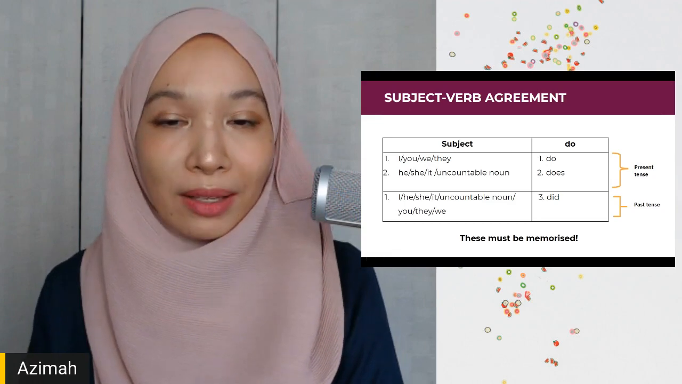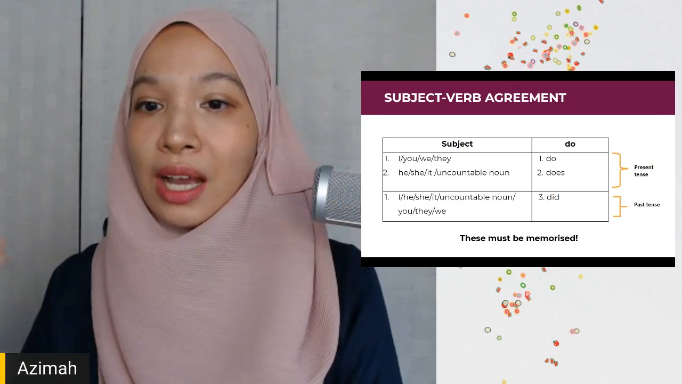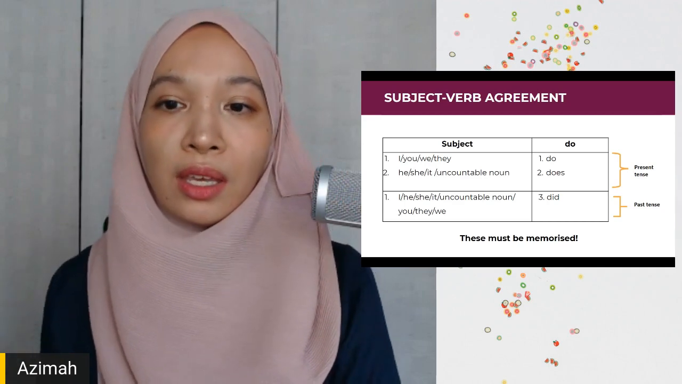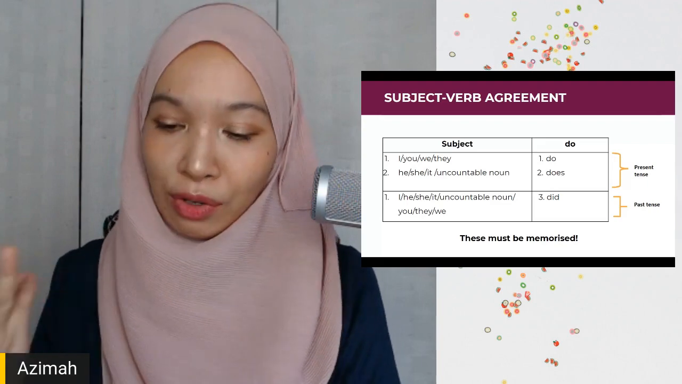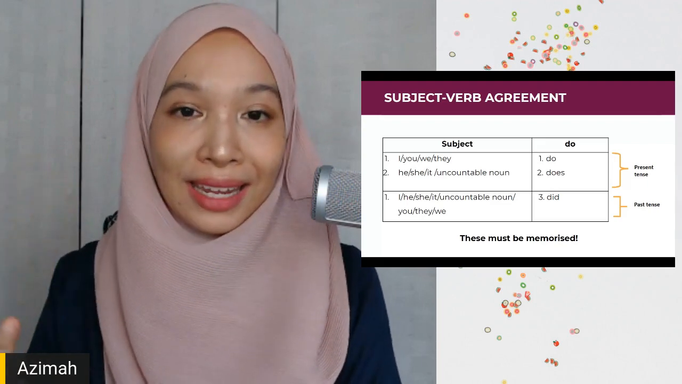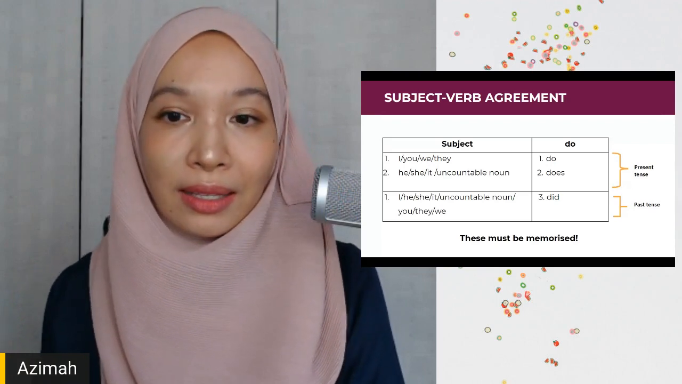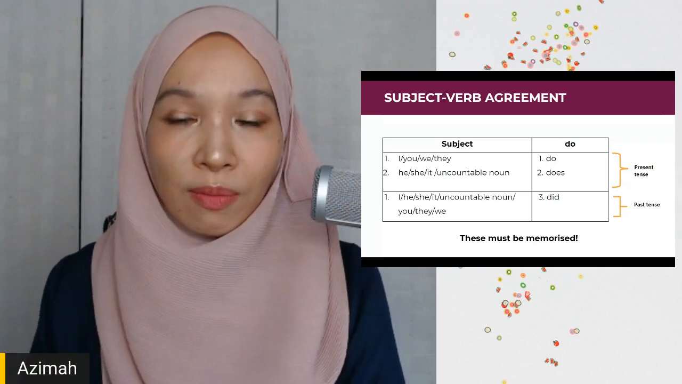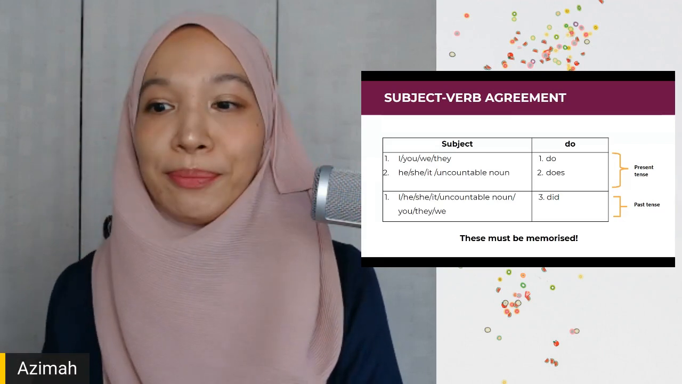If it's in the past tense, it's very easy. For all subjects, I, he, she, it, uncountable noun, you, they, we, use did in the past tense. So we have three forms: do and does in the present tense, and did in the past tense. And you need to memorize this. If this is difficult for you, then just get this right first, okay?